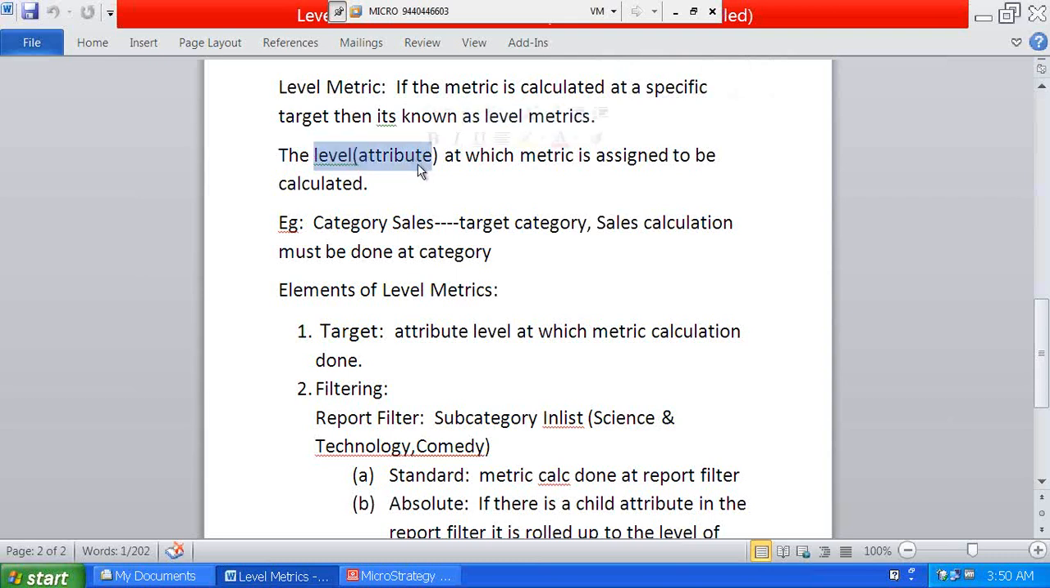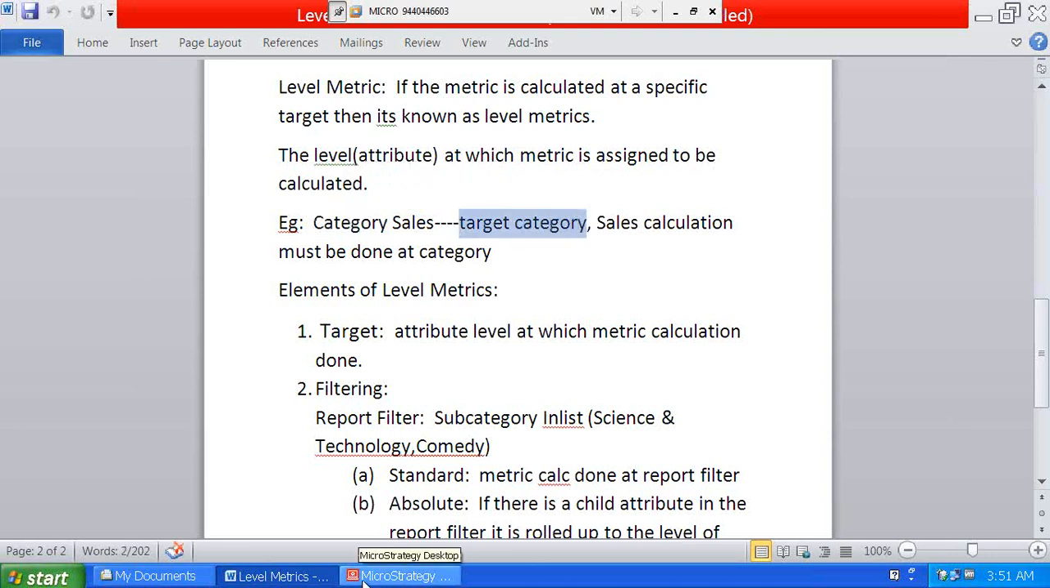Generally level is attribute. Keep in your mind, level always means attribute. Always, let it be in a filter or in a prompt or in a metric. Totally in MicroStrategy, whenever we talk about level, it is an attribute you are talking about. You have to assign an attribute, that is what the meaning is. Now for example, category sales means my sales need to be calculated at category level. I have specified it, it is not a general one. General one is report level. So my target I will make as category.